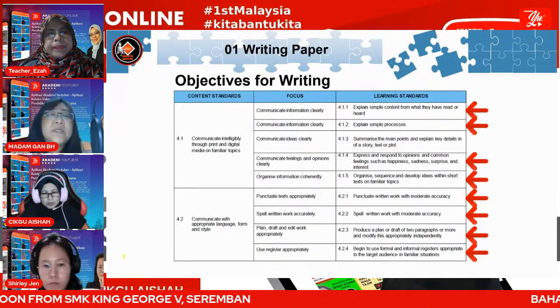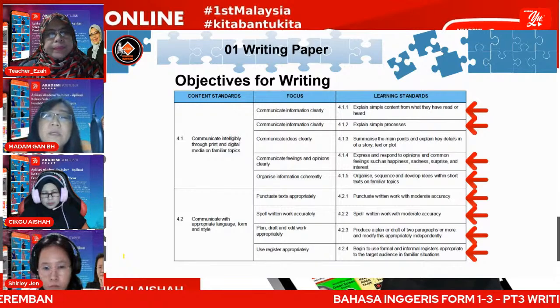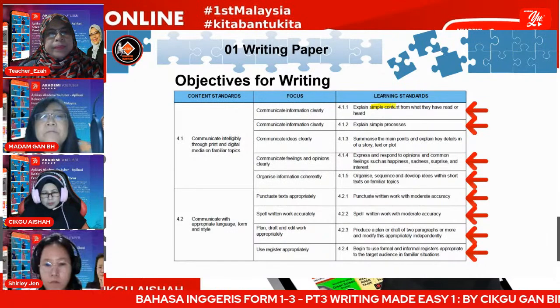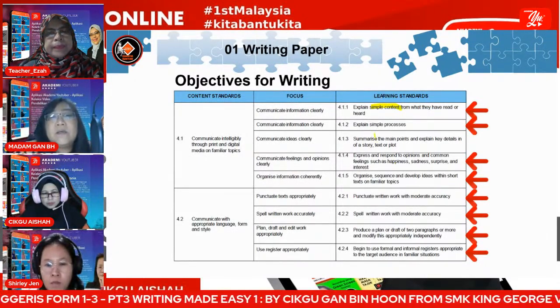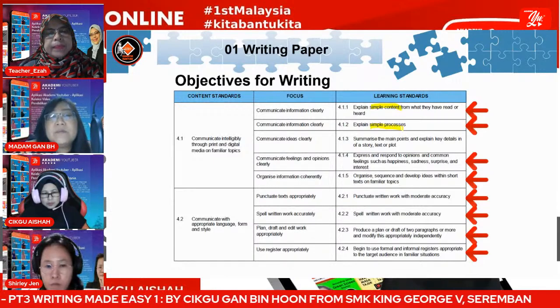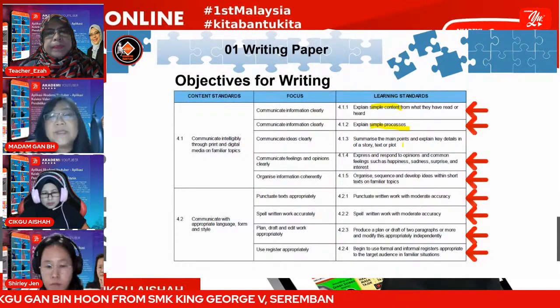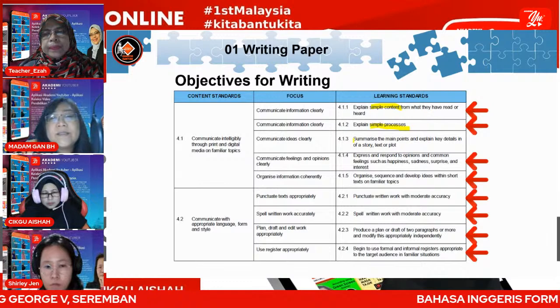Okay, let's look at the objective of your writing paper. What are you tested on? Definitely, you're tested on explaining simple content. So the exam paper wants you to answer simple content, or maybe also write about simple processes. Okay, summarizing is not there because this is a writing paper. So summary is more on the objective for your lessons in class.